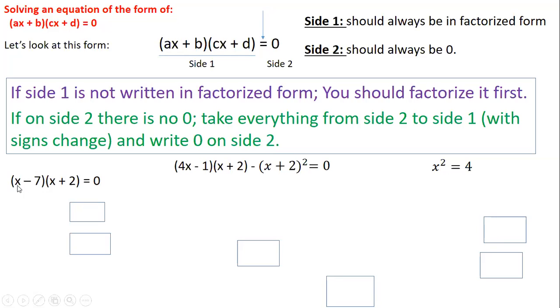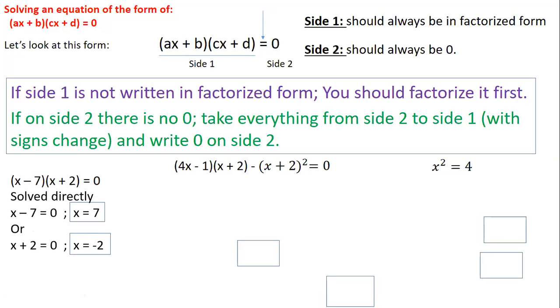For example, (x minus 7)(x plus 2) is equal to 0. The first side of the equation is written in factorized form, and we have 0 on the second side. So here we take each binomial equal to 0. So x minus 7 is equal to 0, then x is equal to 7, or x plus 2 is equal to 0, then x is equal to minus 2.